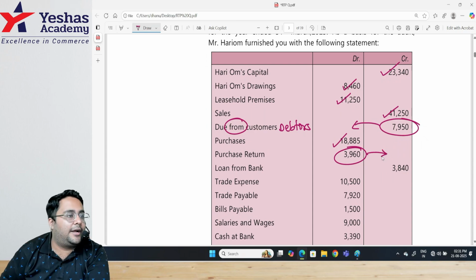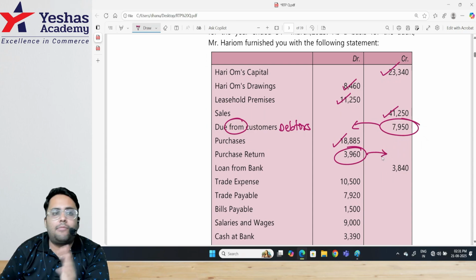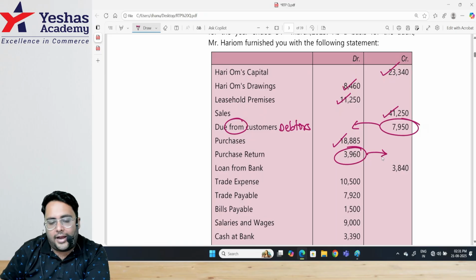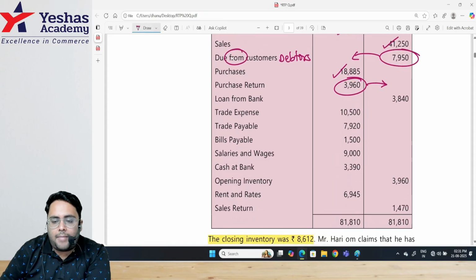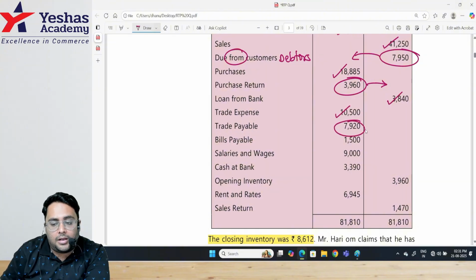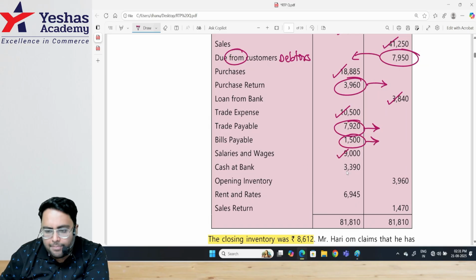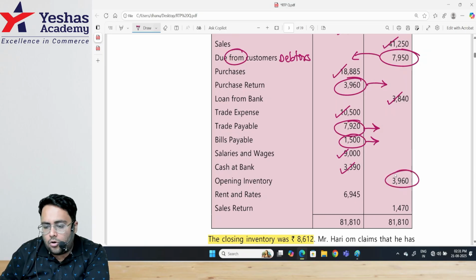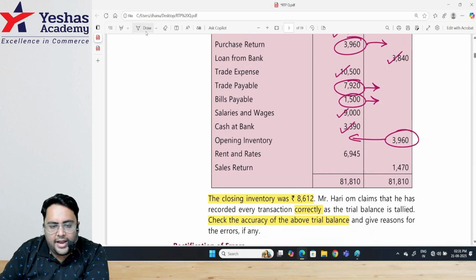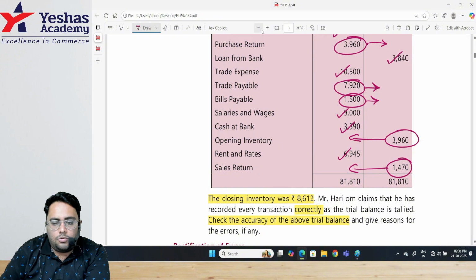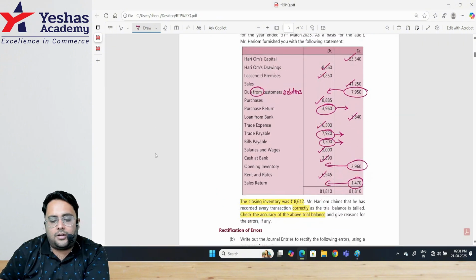Purchase return should have a credit balance. Hariom has given you a trial balance. It is wrong. We need to make a rectification. Loan from bank, liability, credit. Trade expenses, debit. Trade payable, credit. Bills payable, credit. Salaries, wages, correct. Cash at bank, debit, correct. Opening inventory, debit. Rent and rates, debit. Sales return, debit. Once you make these changes, you will get your correct trial balance.